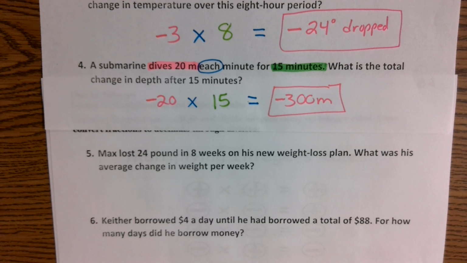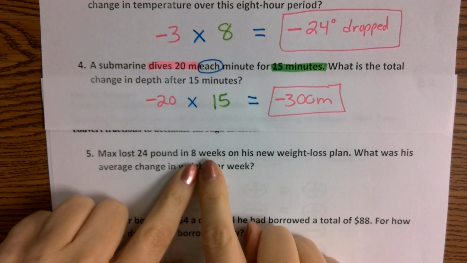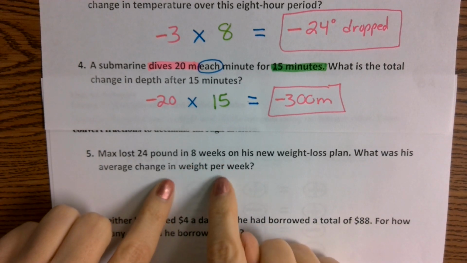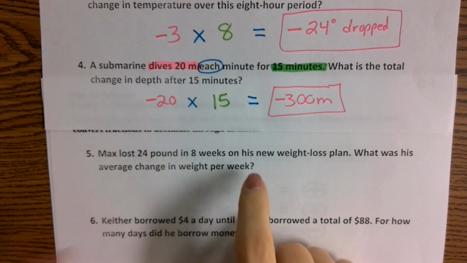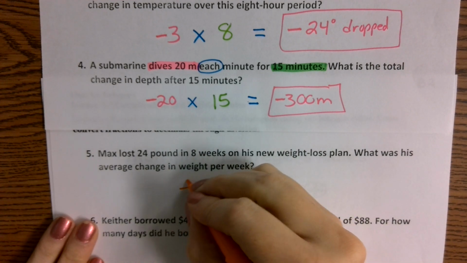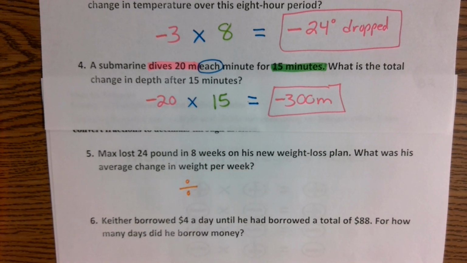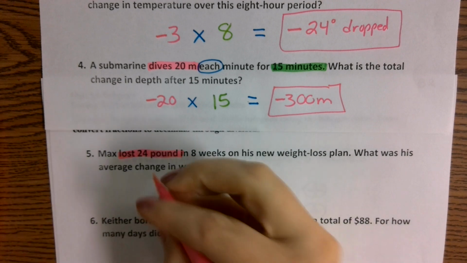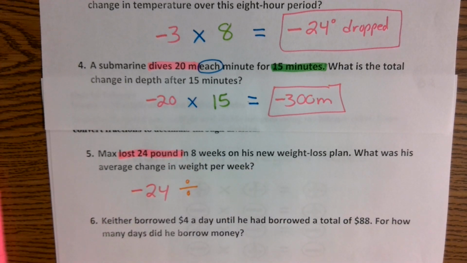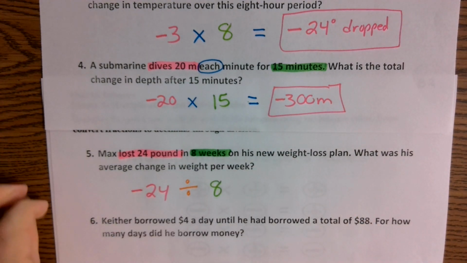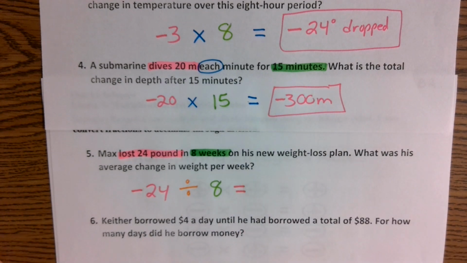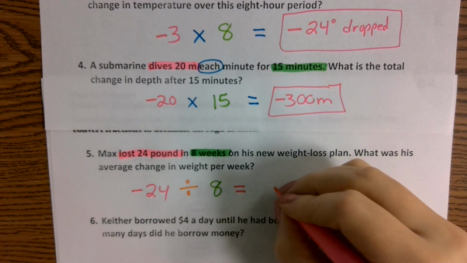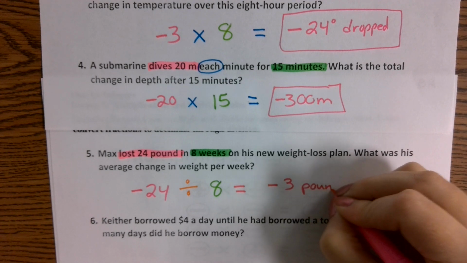Division. Right? We have a total amount he lost. We have a total amount of time that it took him to lose it. Now we want to break it into equal parts per one measurement of time. So it is going to be a division problem. So we've got 24 pounds that he lost. That's a negative. We've got it over a period of 8 weeks. 8 weeks is a positive. So how much did he lose each week? Negative 3. He lost 3 pounds each week.